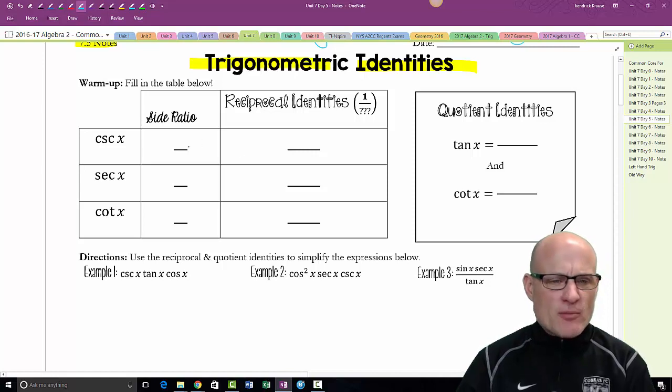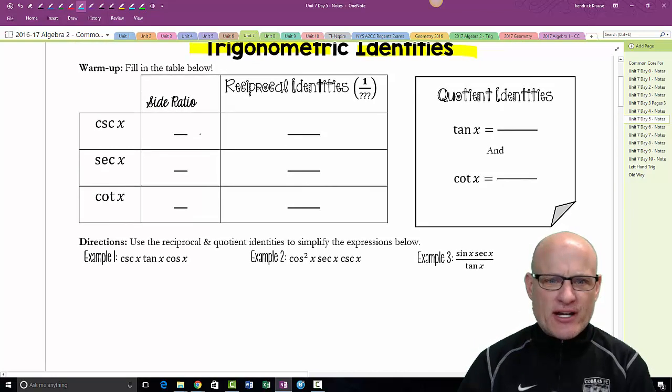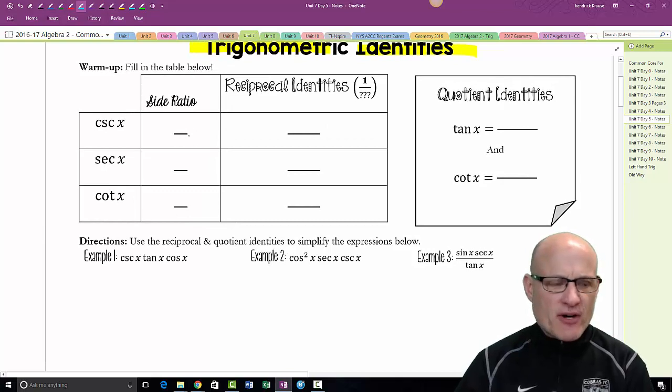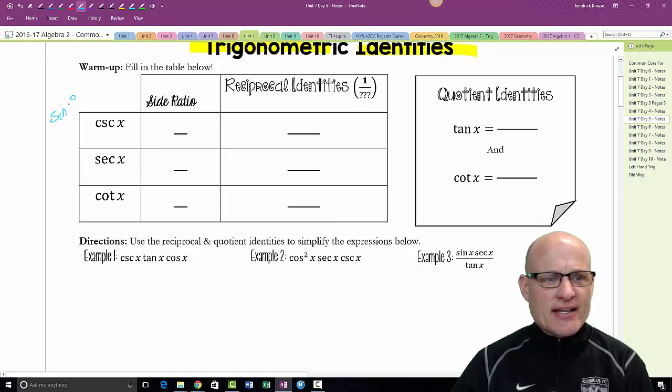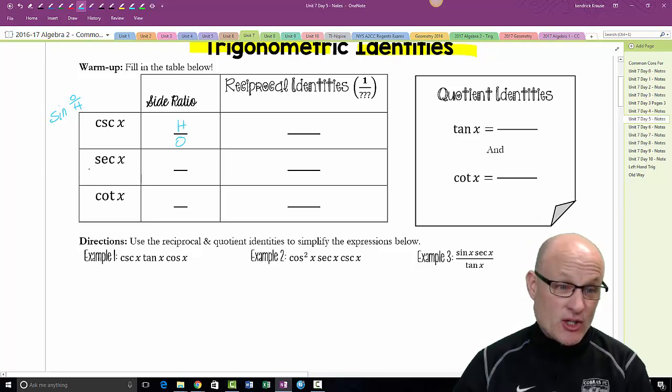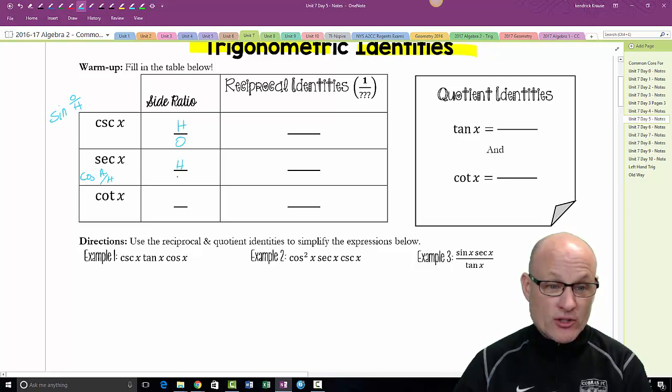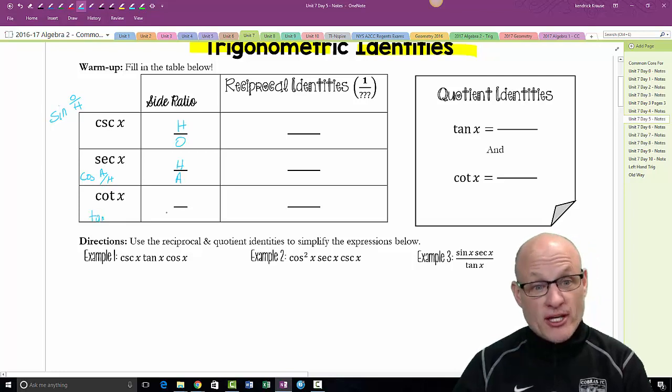All right, warm up. Pause this real quick and try to fill out some of these, some of the things we've already talked about throughout the videos. Cosecant goes with sine. Sine is opposite over hypotenuse, so this is hypotenuse over opposite. Cosine is adjacent over hypotenuse, so secant would be hypotenuse over adjacent. And then tangent is opposite over adjacent, so cotangent is adjacent over opposite.